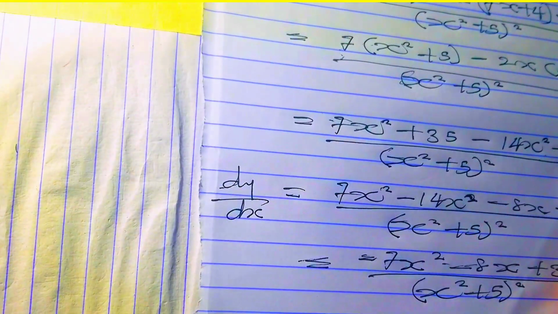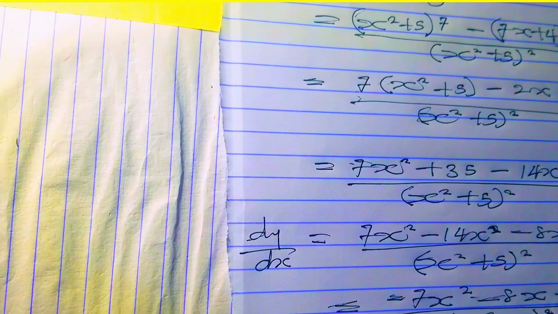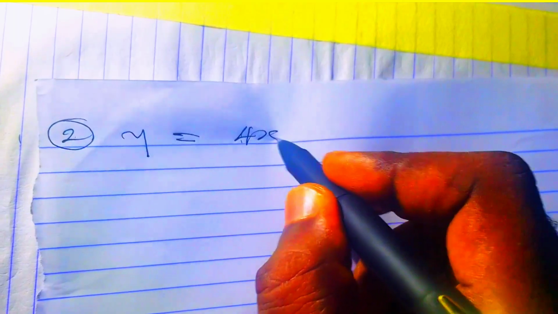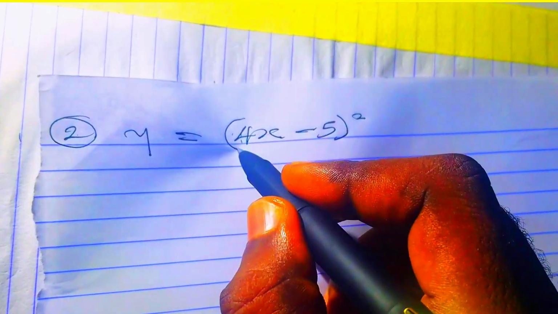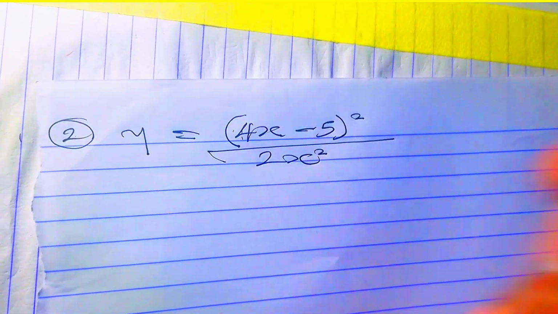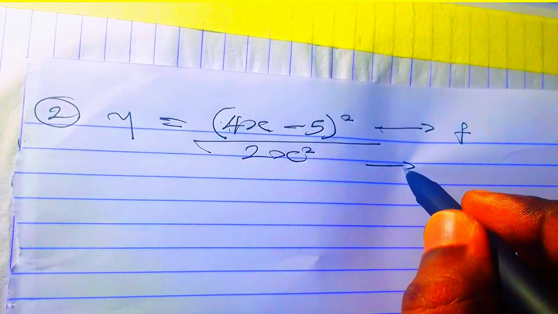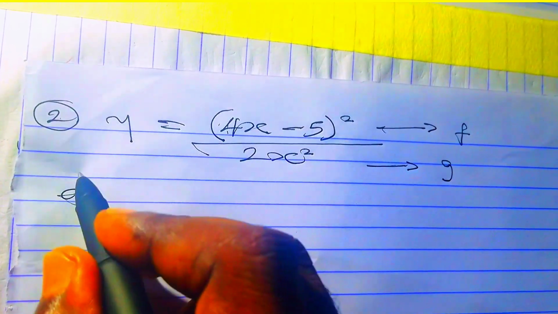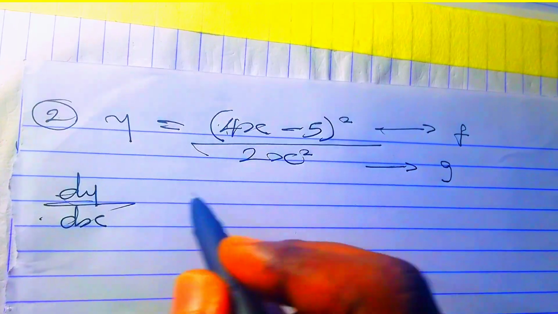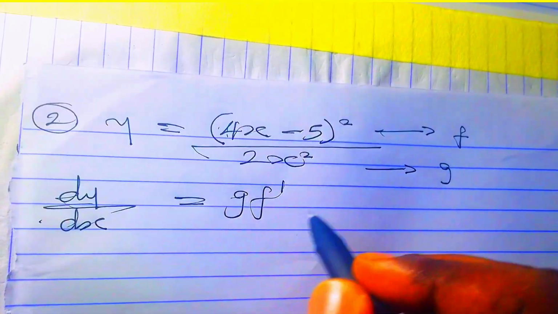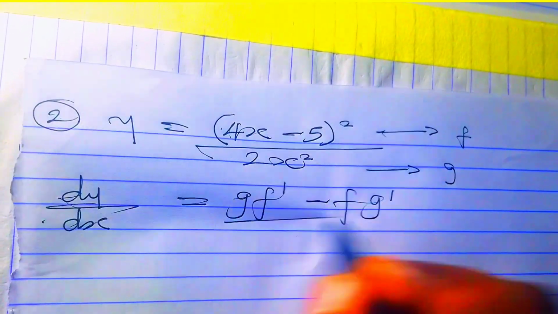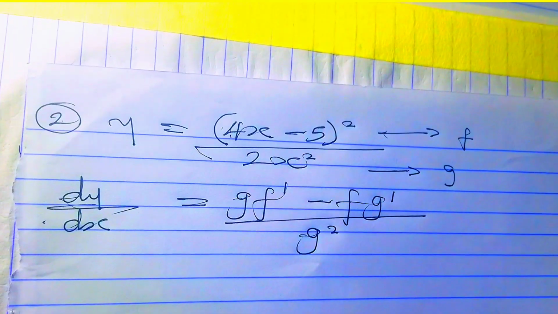Let's take a look at another example. Here's another one, that's going to be number 2. Question 2 says if y is equal to 4x minus 5 squared, everything over 2x squared. We can tag the numerator to be f, and we tag the denominator to be g. And of course, differentiating y with respect to x, we shouldn't forget this: that's g f prime minus f g prime over g squared. That's quite important to bear in mind.